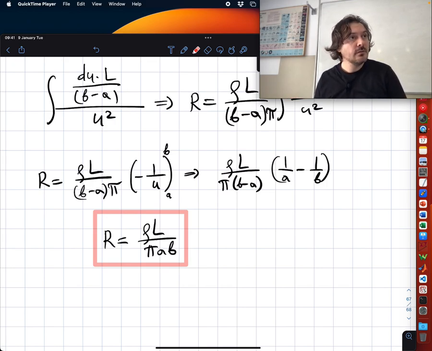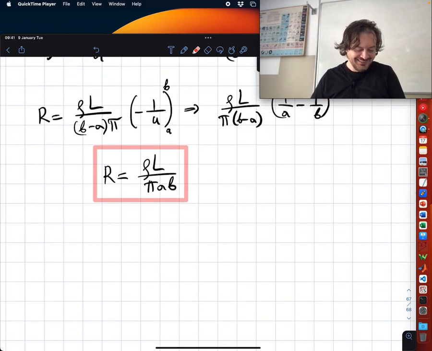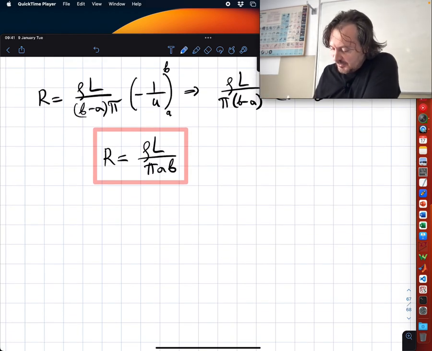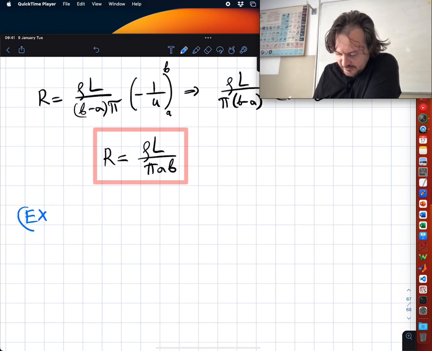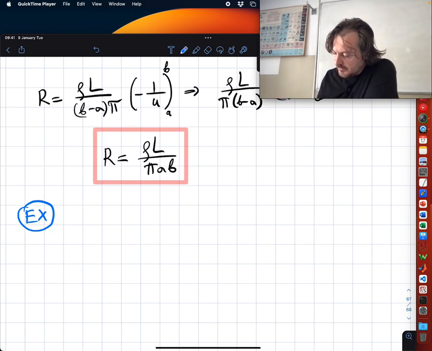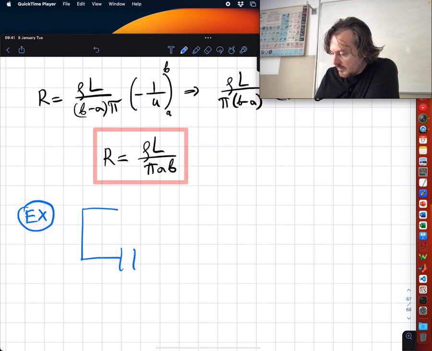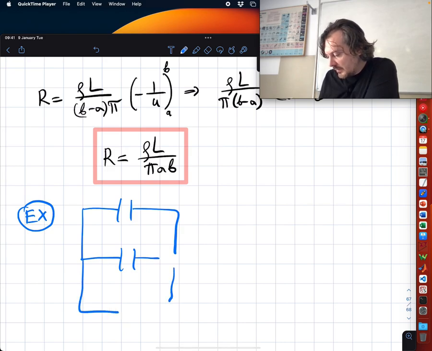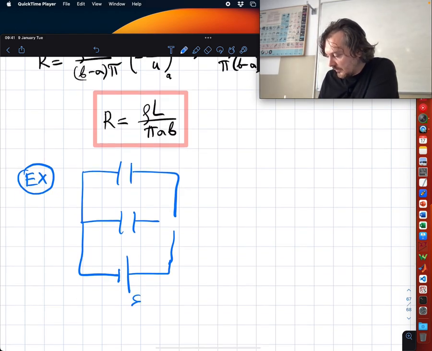Yes. A couple questions. So let's continue with another example. Before that example, let me ask you something about capacitors. You might be confused whether this one is in series or in parallel and stuff like that. So let me ask you this.